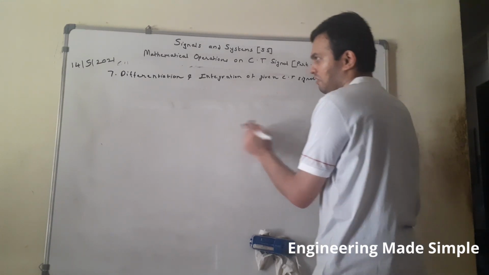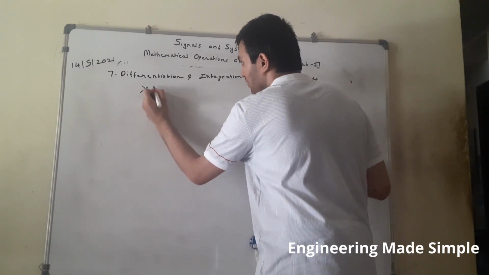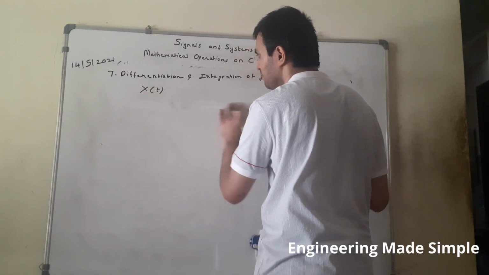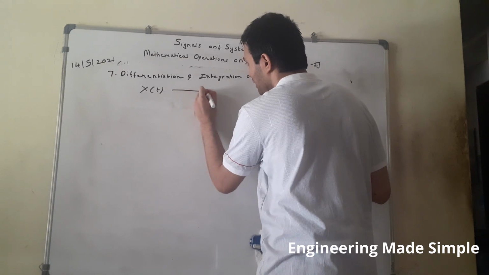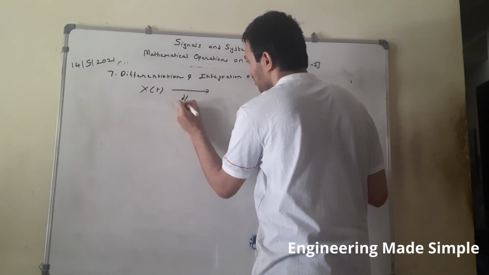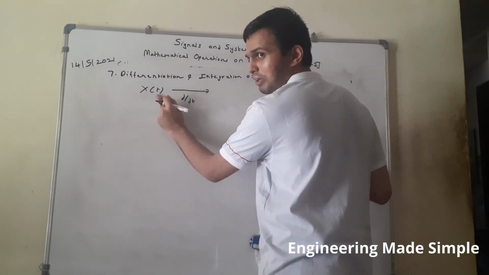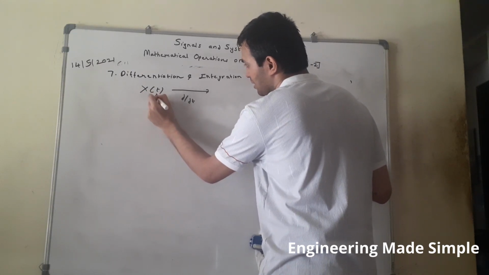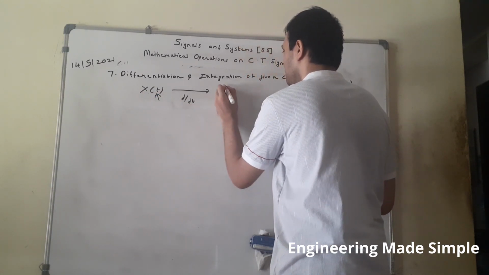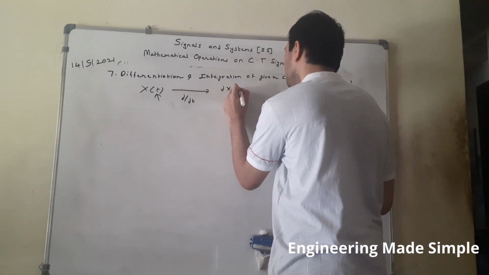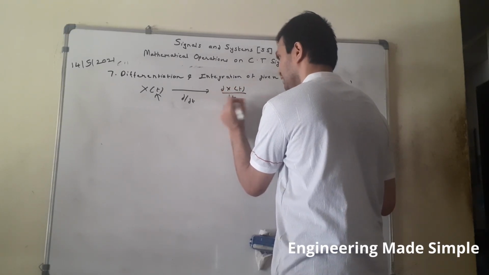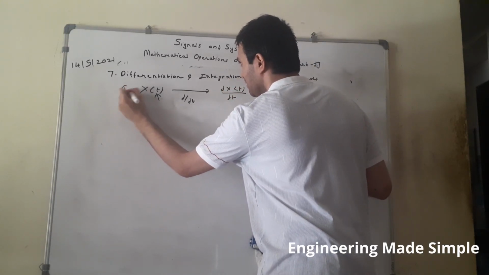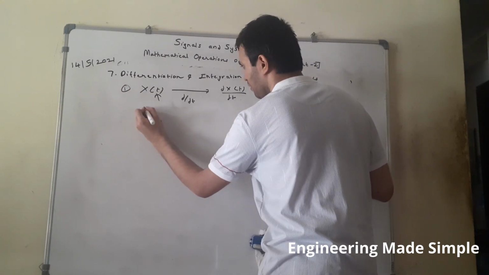Now what do you mean by differentiation? If you have a given continuous time signal x of t, and you have to operate on it with the differentiation operator with respect to t, because the independent variable in our given continuous time signal is t, then we do dx of t by dt. Let us say this is our differentiation case.